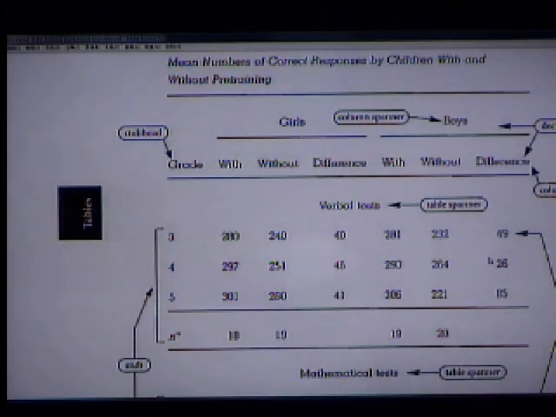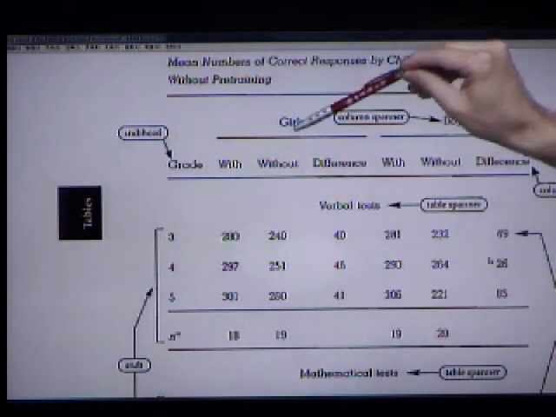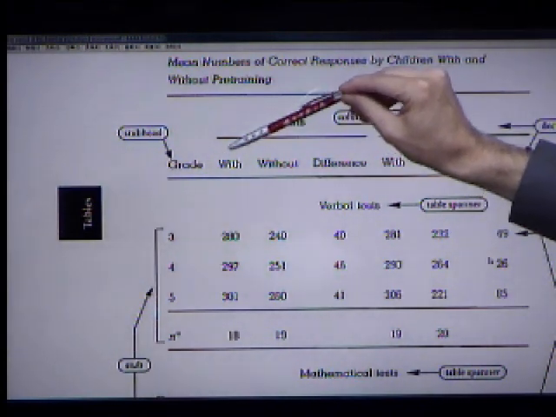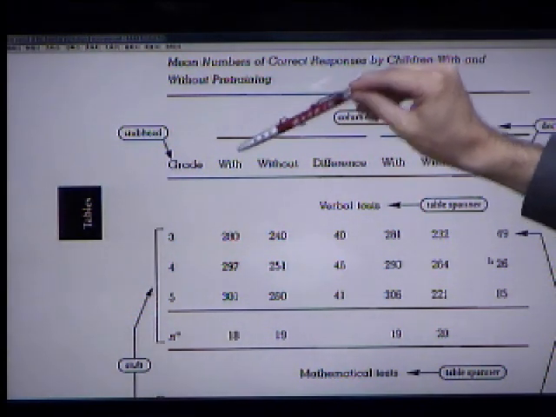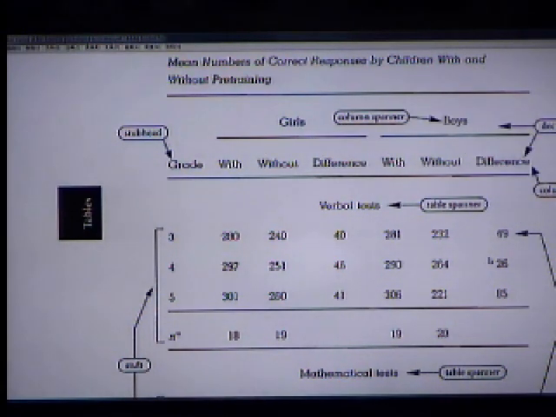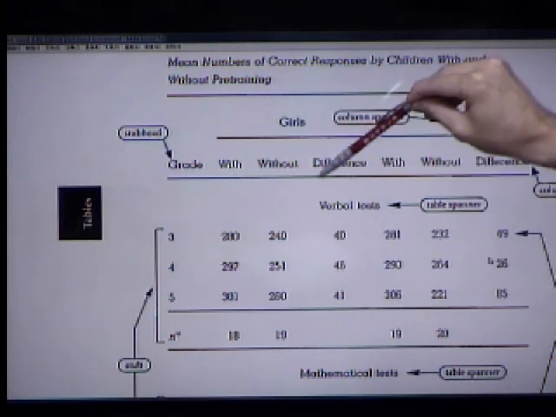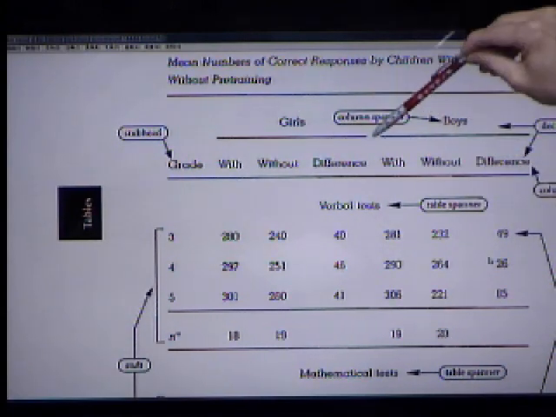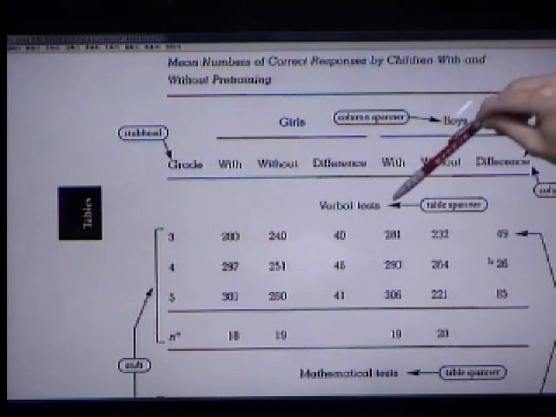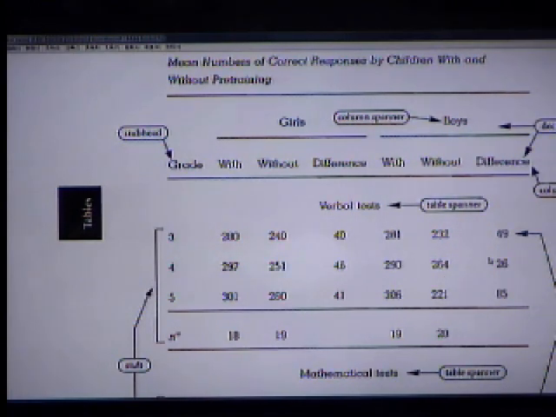So in one table you can get a lot of information, right? Because I want to know the girls pre-test, with without, were they the same score? How do you know? You have to do a t-test. So it would be girls pre-test with without t-test. Post-test with without t-test. Right?